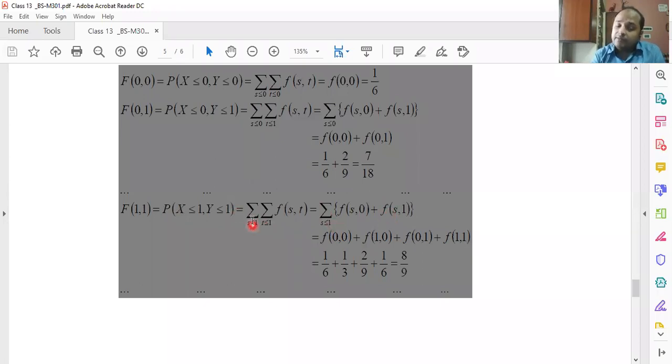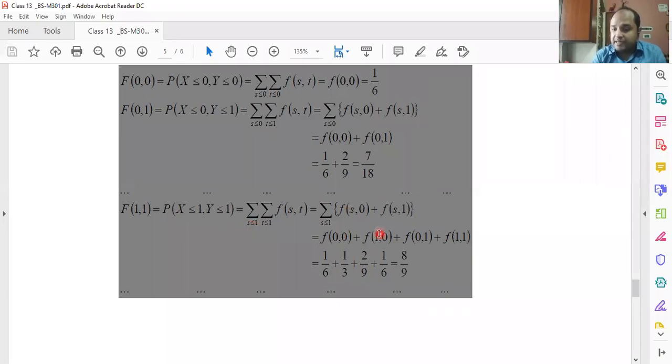Now run the summation on individual items. What are the possible values of s? 0 and 1 now. In the previous case, it was 0 only. Here we have written s less than or equal to 1, so you have to be very careful about what is written. So s is less than or equal to 1, and s has two possibilities, 0 and 1.